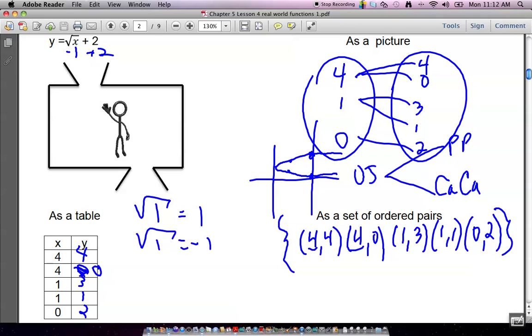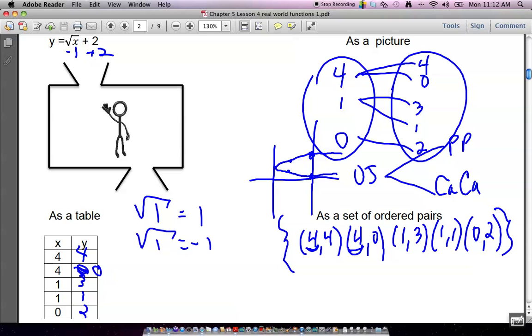All right, so we've got the vertical line test. We can look at the picture. Does a domain element have 2 different images? Does a domain element have 2 different things it gets mapped onto in the range? Does an X or an input element appear twice on a table? Does it appear twice when I list it as a set of ordered pairs? Those are all ways of recognizing that a relation is not a function. Okay, so that was the first thing that I wanted you to understand in today's lesson.